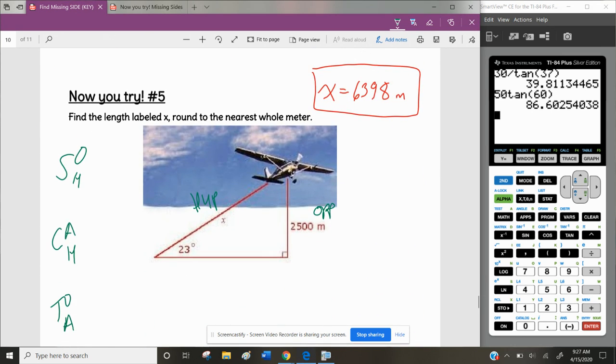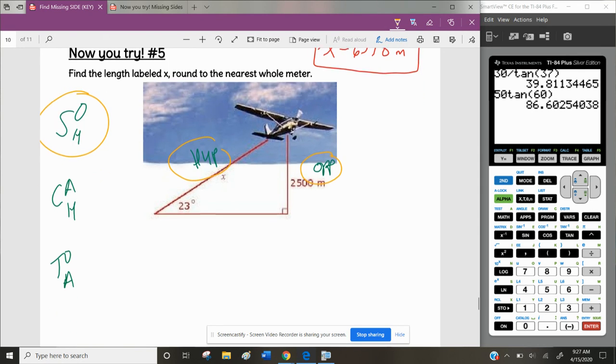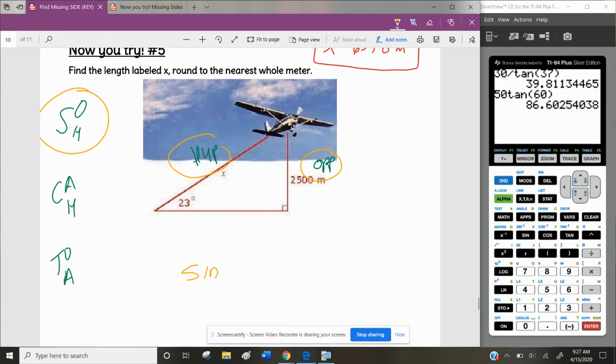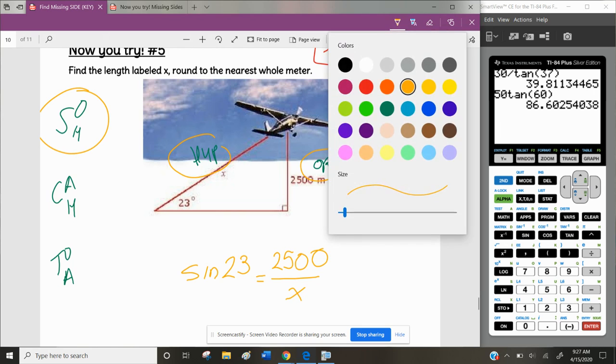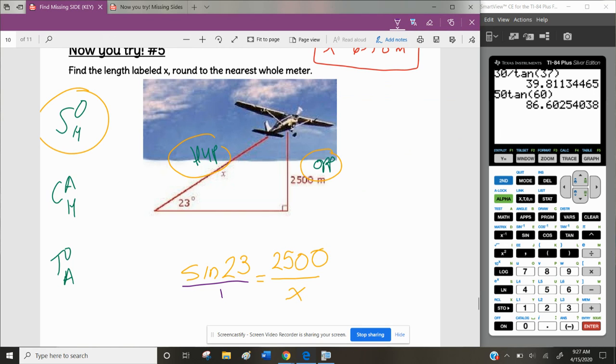Our answer here should be 6,398 meters when rounded to the nearest whole meter. So if we look at what information they gave us in this picture, that is the opposite and the hypotenuse, which is our sine. So sine of the angle, which is 23, is equivalent to the opposite, 2,500, over our hypotenuse, which is our unknown. We're going to put that sine of 23 over 1.